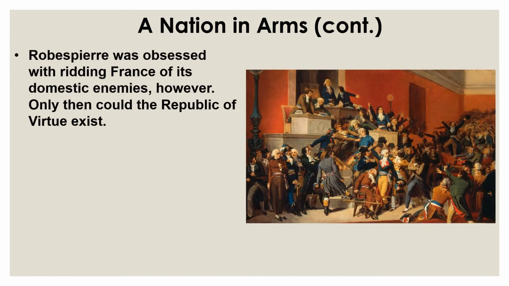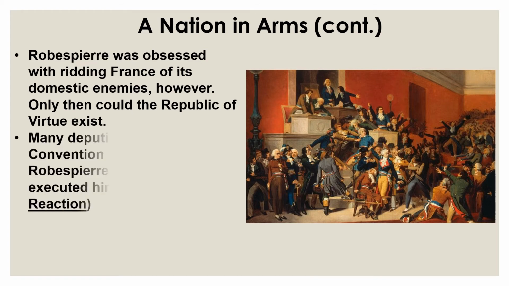Robespierre had become obsessed by this point, by 1794. He was obsessed with ridding France of its domestic enemies. He became paranoid, seeing enemies of the revolution everywhere within France. Anybody who spoke out against his drastic policies was considered a counter-revolutionary and a traitor. He believed that only by getting rid of these people could a true republic of virtue exist. So more and more blood was spilling.